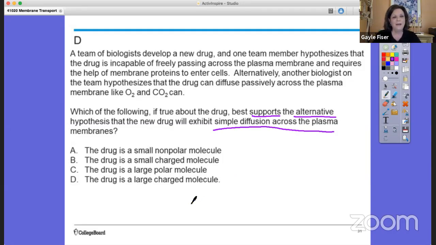Would it be A, the drug is a small nonpolar molecule? B, the drug is a small charged molecule? C, the drug is a large polar molecule? And D, the drug is a large charged molecule? Okay, I can't help myself. I'm gonna go ahead and eliminate those two for you. All right, which one do you think it is? And I hope you chose small nonpolar, okay? All right.